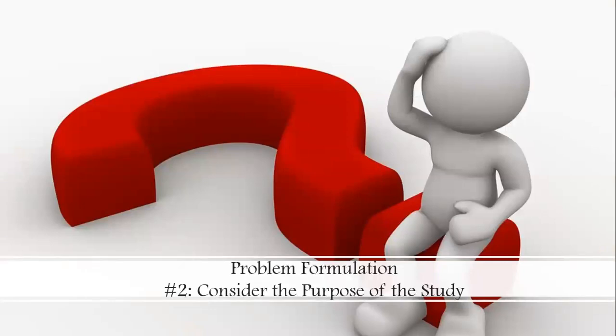Now let's talk about the part of problem formulation that is related to considering the purpose of the study. So we're still talking about problem formulation, okay? We now know that a big part of the problem formulation process is sharpening the question, and we know some of the things that can help us to sharpen our question. Now once we've sharpened our question, we can become clear about what the exact purpose for our study is. And so that's what we're going to talk about now.